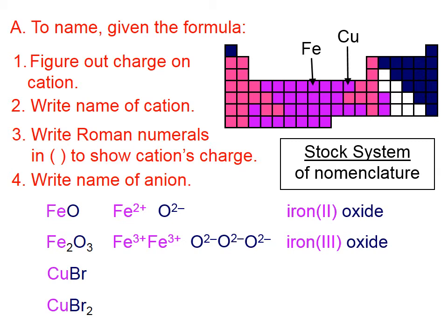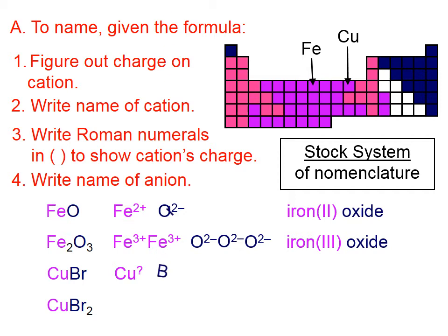The Roman numeral is the charge on the cation. The Roman numeral does not indicate how many metal ions there are. Some first-year students look at this Fe2O3 and they just say, oh, iron 2 oxide. There are 2 irons. The Roman numeral represents the charge on each of the metal ions, no matter how many there are. Alright, let's try the next one with copper.